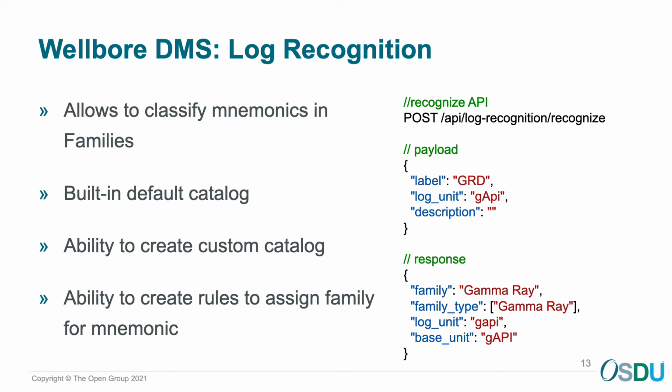You can extend this catalog or create your custom rules to assign families to mnemonics coming to this system. As a result, you can achieve some sort of normalization. For example, you want to get all the gamma ray fields, and instead of fetching every possible name or mnemonic of this column, you can use the family name.